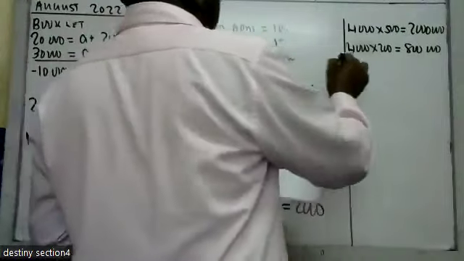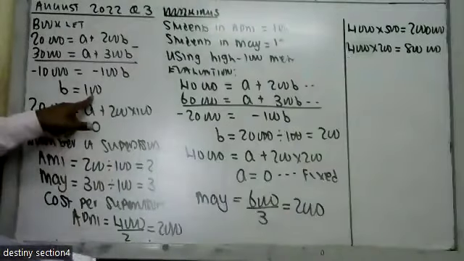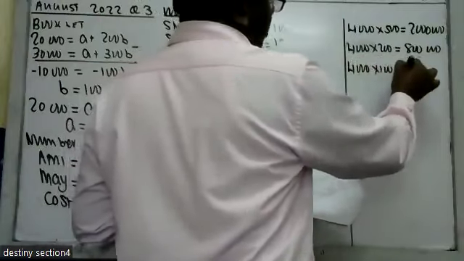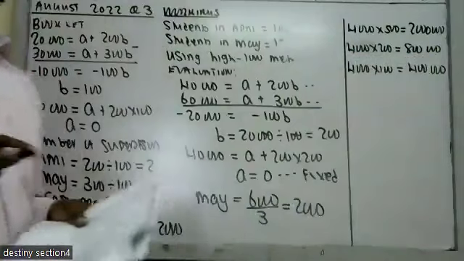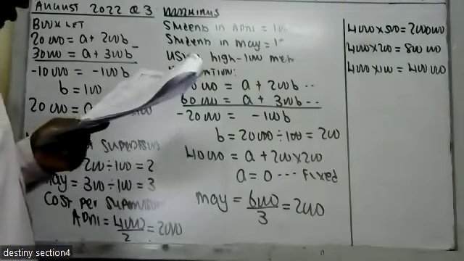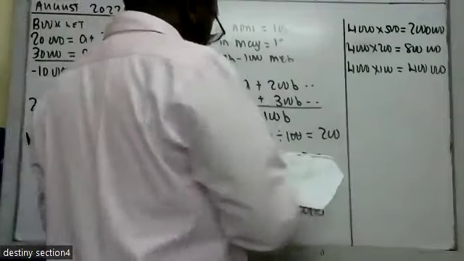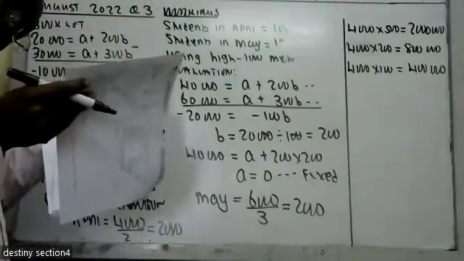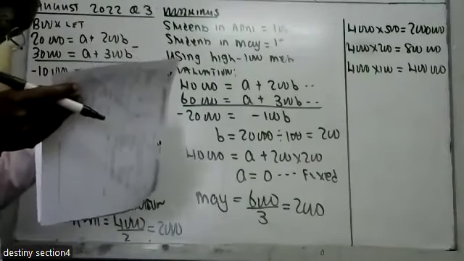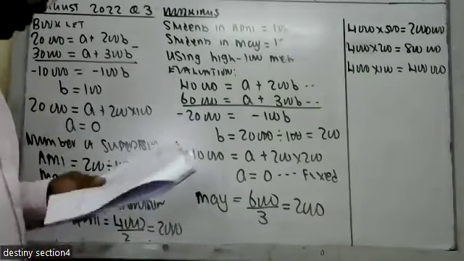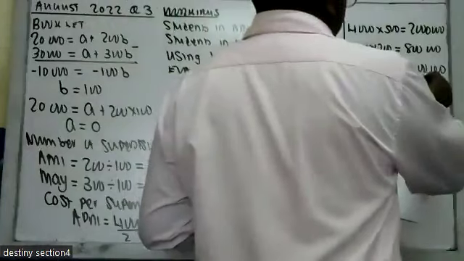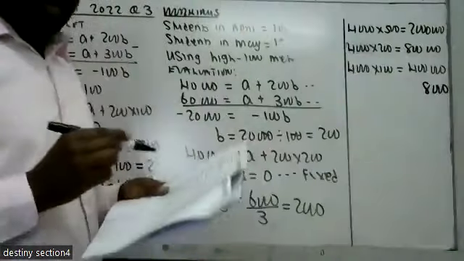Then we come to booklets. This one is 100 per student. So it is 4,000 times 100, and that is 400,000. The next one is hire of the hall. This hall is not changing. You can see in April it was 8,000, and in May it is also 8,000 for 4 days. So just put 8,000 for hire of the hall.